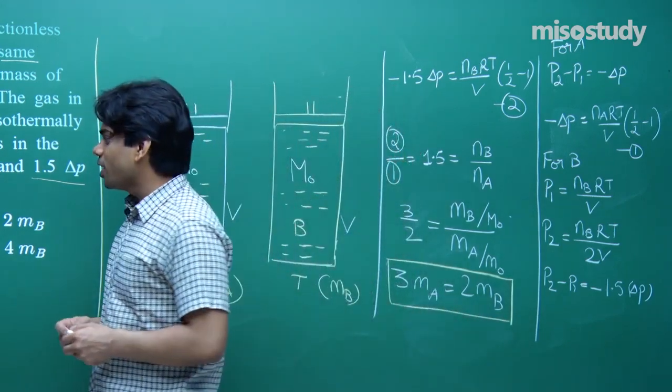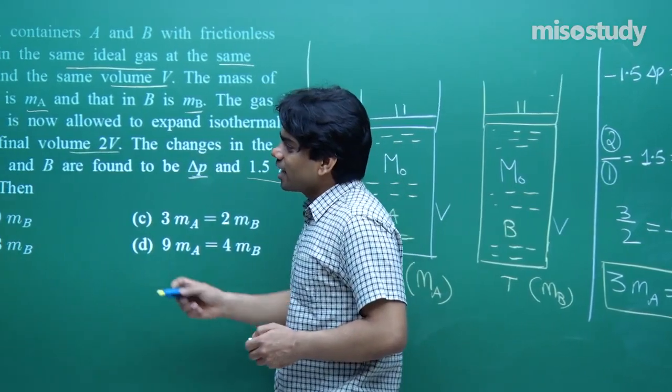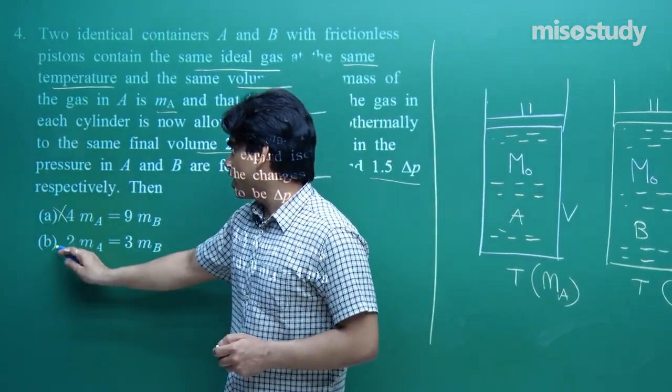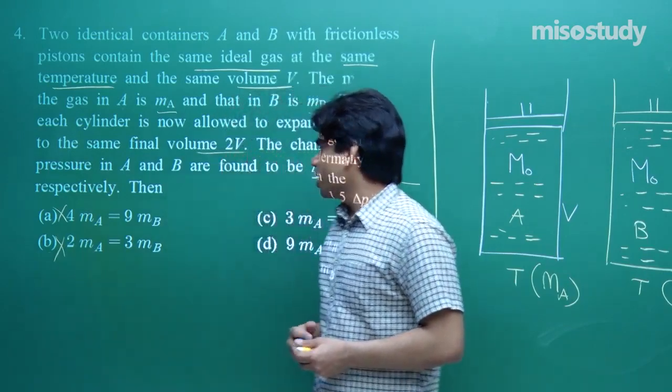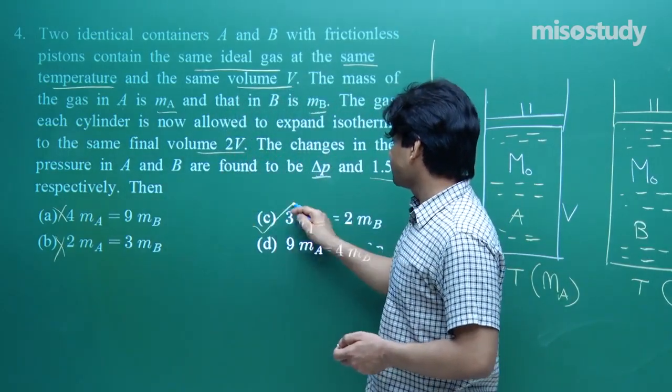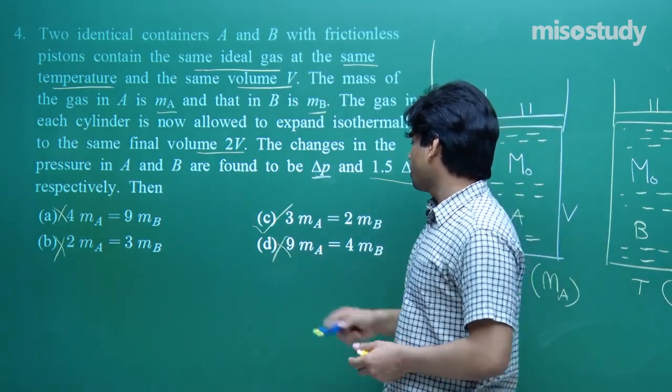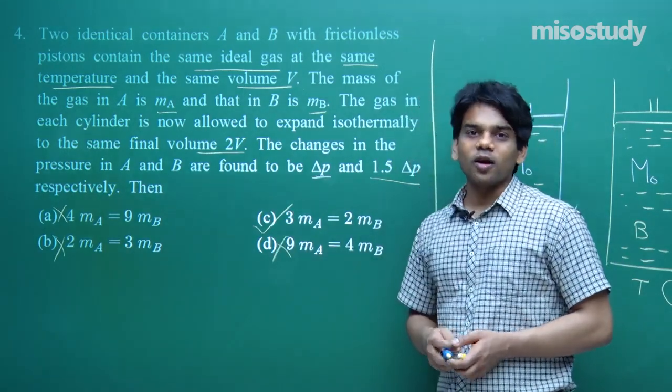Let's check 3 MA equals 2 MB. Clearly option A, 4 MB and 9 MB, no. 3 MA equals 2 MB, so this will not be satisfying. This 2 MA equals 3 MB, no. 3 MA equals 2 MB, this is what we are reaching. 9 MB equals 4 MB, no. So I hope that you have got how to solve this.